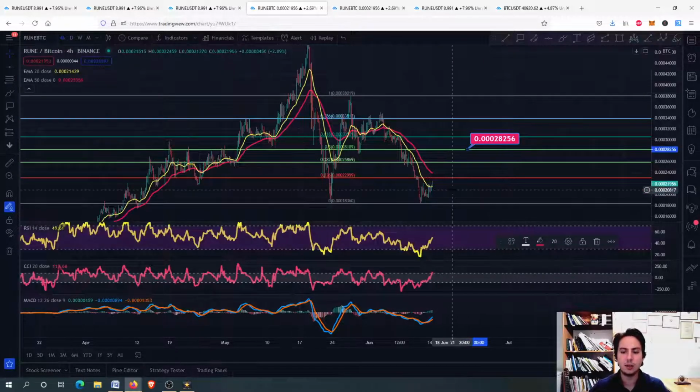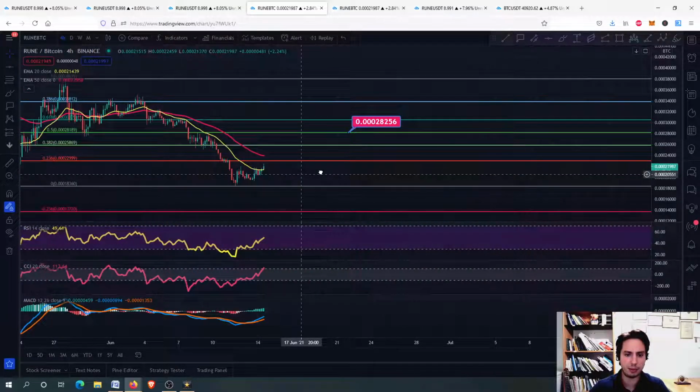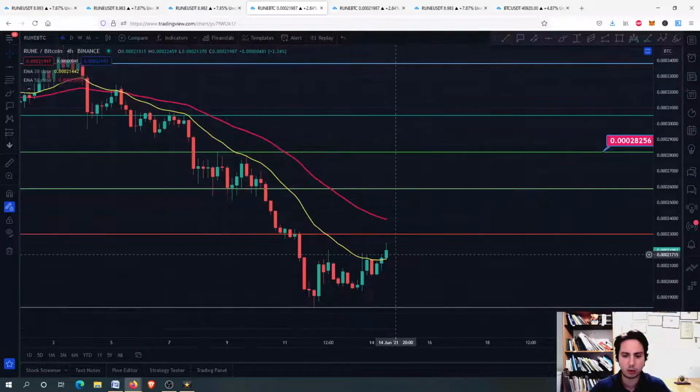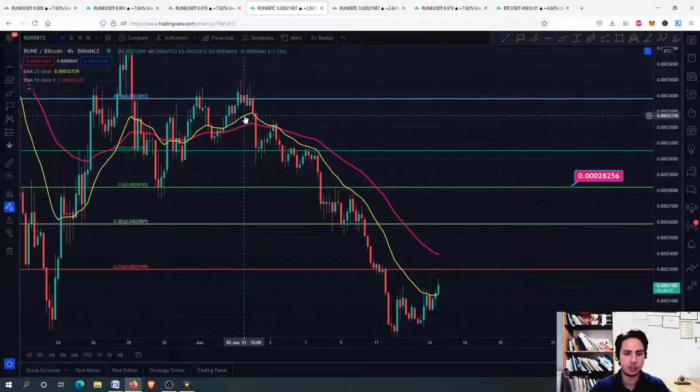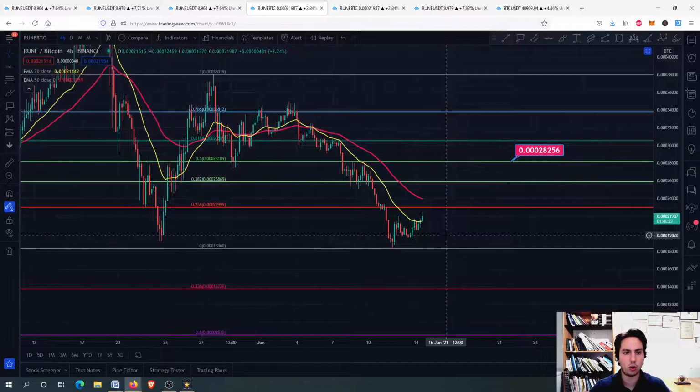You can see Rune against Bitcoin. What is happening here? First of all, what we are seeing here, if I zoom in a bit, is that we made the 20-day MA a support level. We have been making this since 3rd June, guys. And now we want to see whether we will be going upwards or downwards.